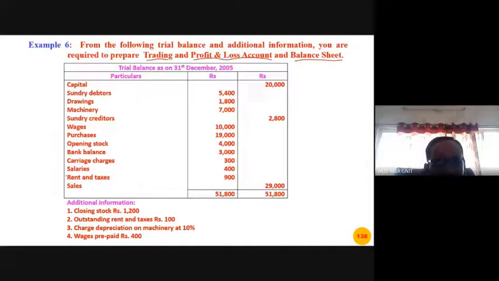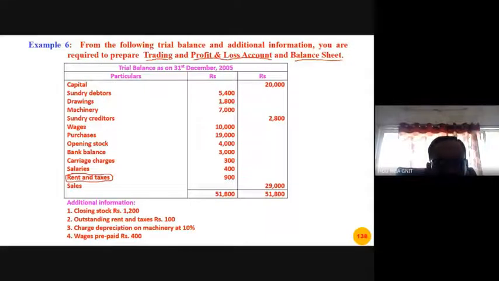So let us first of all identify the accounts having the adjustment. The second adjustment, you see, is outstanding rent and taxes. Here you have to round off this account. Why? Because this account has the adjustment. So when we come to here, we know that this account has an adjustment, so it is rounded off.